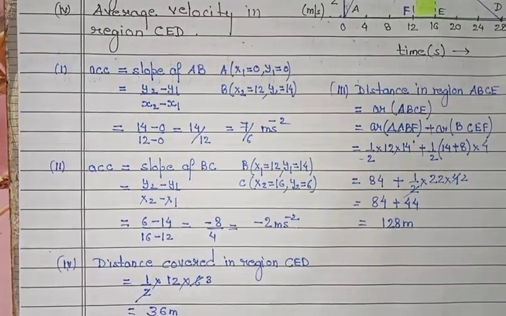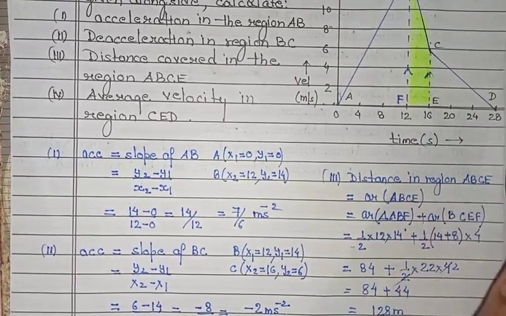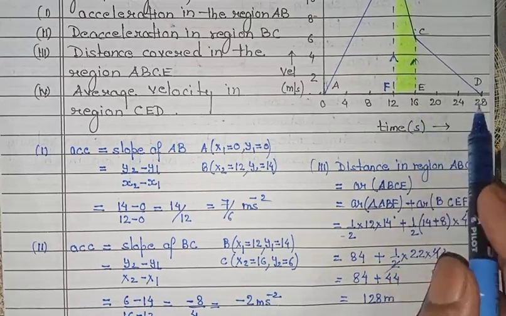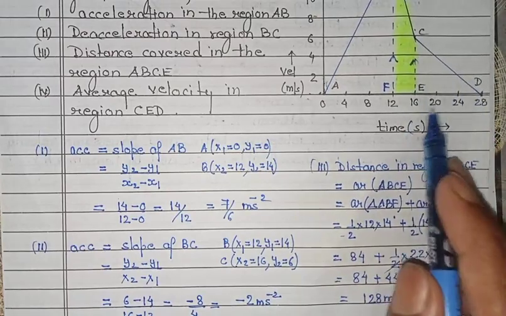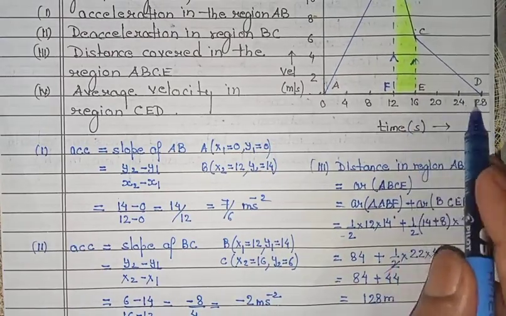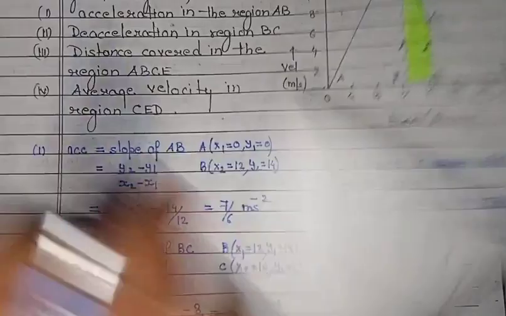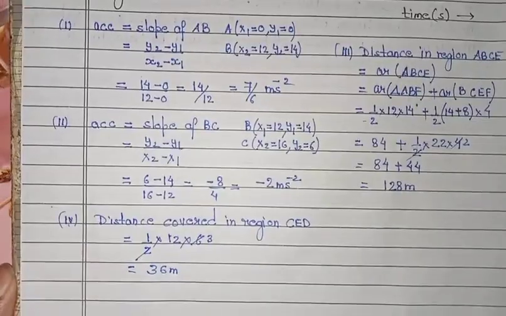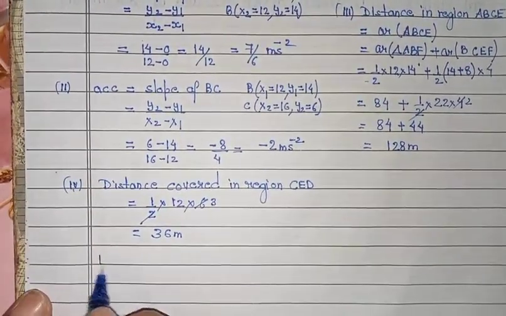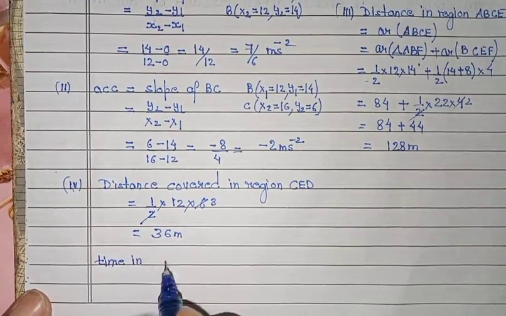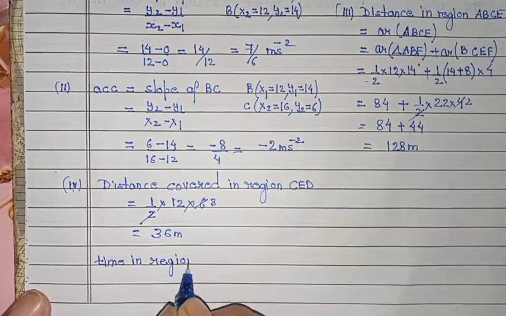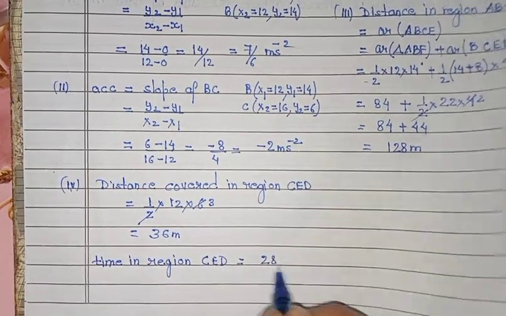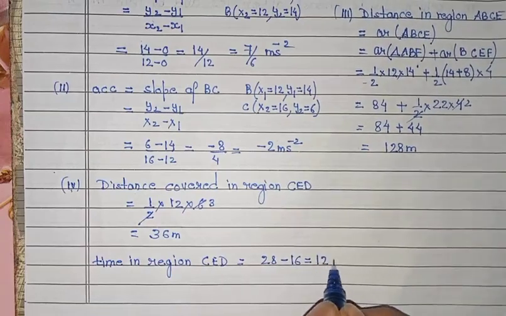Okay, now we also need the time in the region CED. As you can see from the graph, time in the region CED is from 16 to 28. So that means time taken, you will subtract it. So 28 minus 16. So time in region CED, it is from 16 to 28. So that will give you 12 seconds.